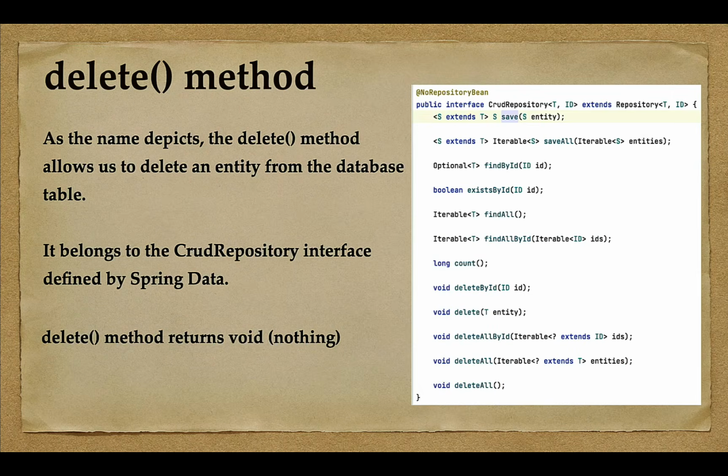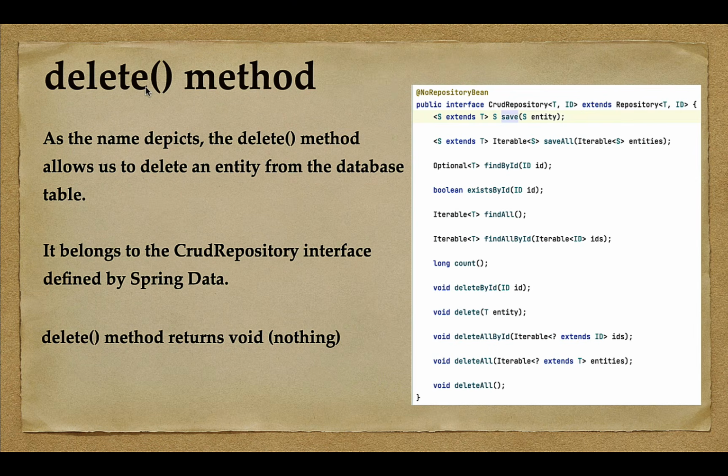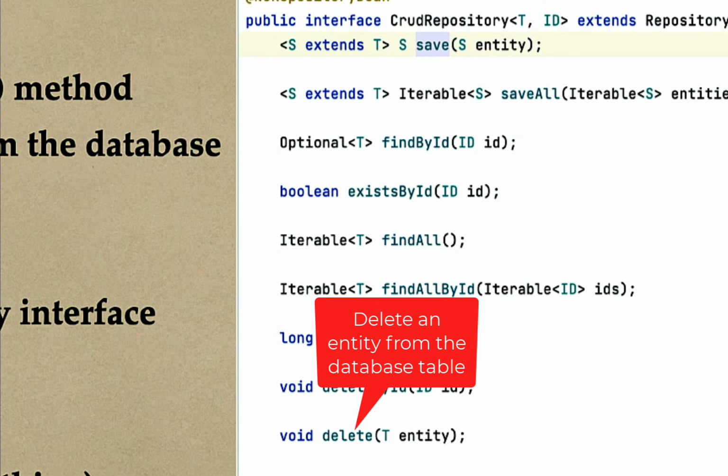Hi, welcome back. In the previous lecture, we have seen how to delete an entity by id from the database table using the deleteById method, right? In this lecture, we'll see how to use the delete method to delete an entity from the database table. And notice here, the delete method does not take an id, it takes a whole entity object. And the delete method is basically from the CrudRepository interface.